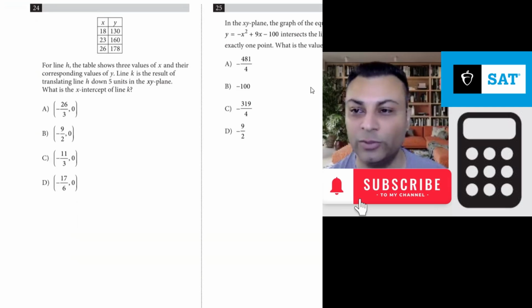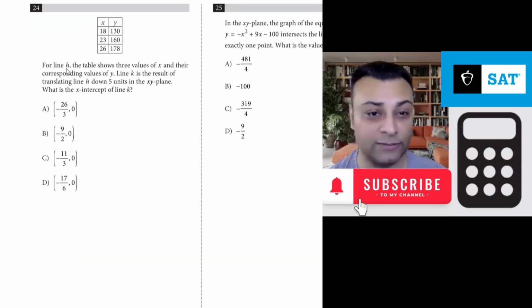Question 24, we're given a table. For line H, the table shows 3 values of x and their corresponding values of y. Line K, a completely different line, is the result of translating line H down 5 units in the xy plane. What is the x-intercept of line K?